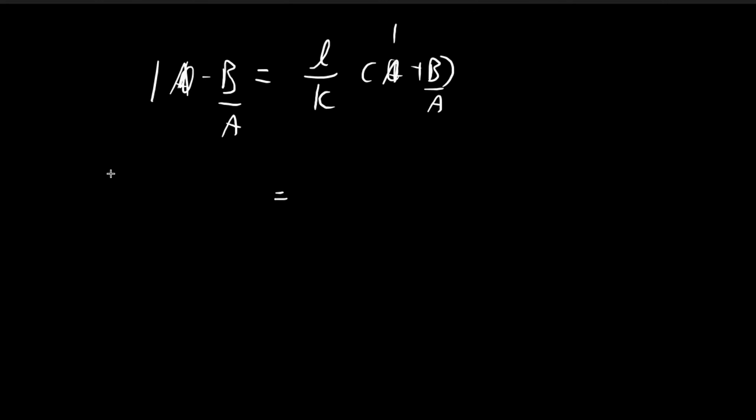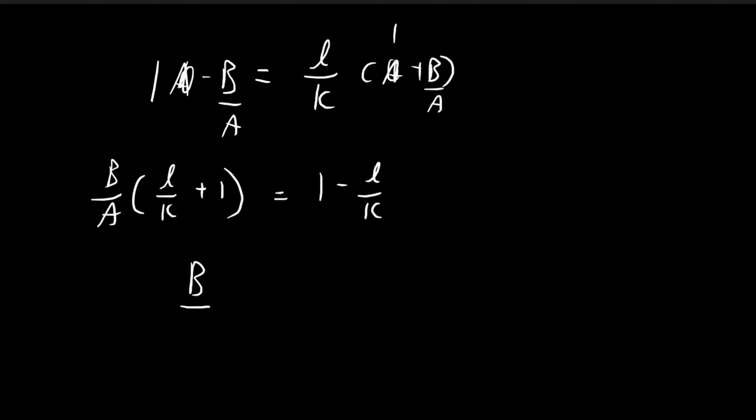And then I'm going to group the b over a terms together. So I get b over a times (l divided by k plus 1), and for the other term, I get 1 minus l divided by k. And so you see that b over a is equal to 1 minus l over k, divided by 1 plus l over k. So essentially you can say that we're pretty much done. All we have to do is square this. So the rest of this video is that we need to simplify this expression.